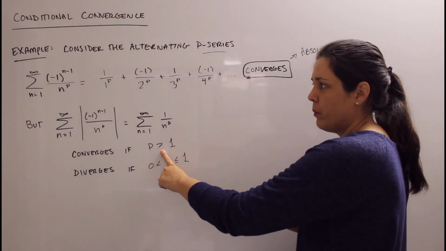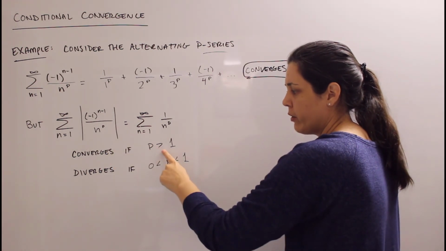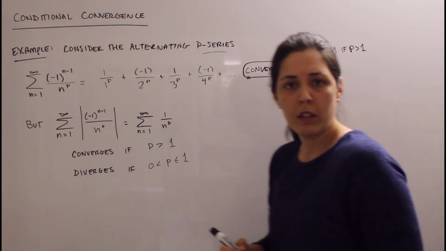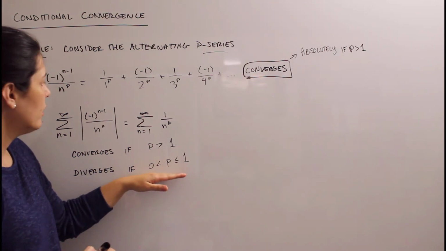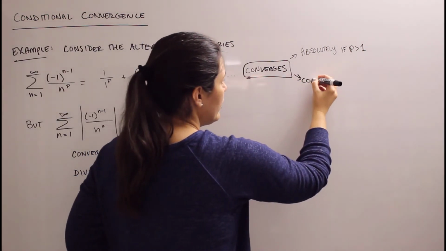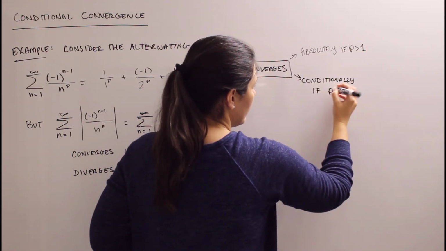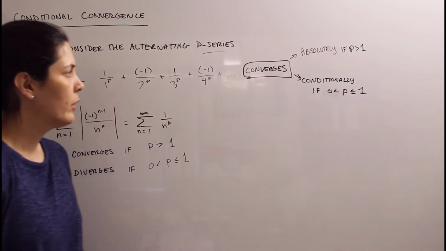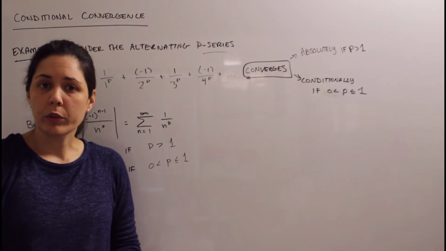if p is greater than 1, because it converged anyway, and it converged also when we took the absolute value for p greater than 1. So it converges absolutely anytime p is bigger than 1. And then it diverged when p is between 0 and 1, but it converged when it was alternating series. So we say it converges conditionally if 0 is less than p, which is less than or equal to 1. So that's the difference between absolute convergence and conditional convergence when it comes to these alternating series.